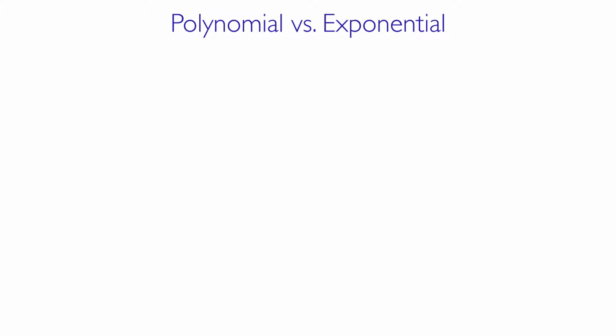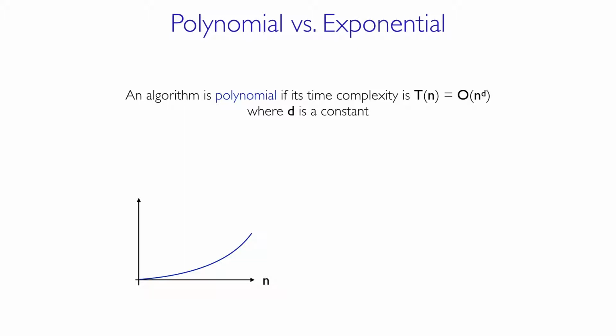An important distinction when talking about the time complexity of algorithms is the one between polynomial and exponential time algorithms. An algorithm is polynomial if its time complexity t of n is big O of n to the power of d, where d is a constant. That is, its running time is bounded above by some polynomial function. Below you have an example.